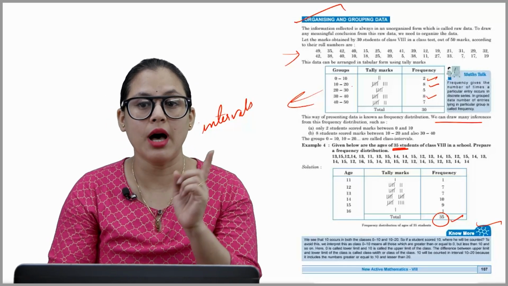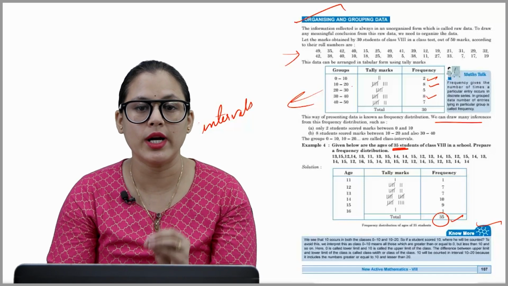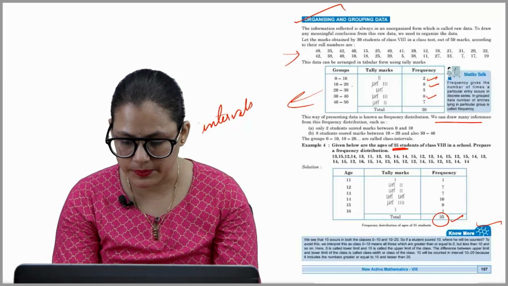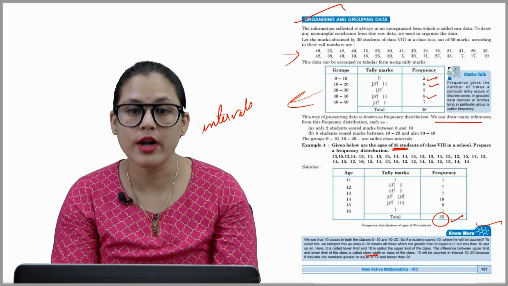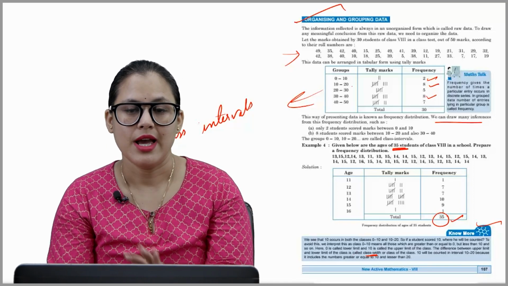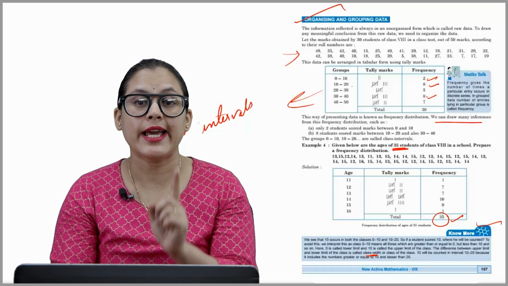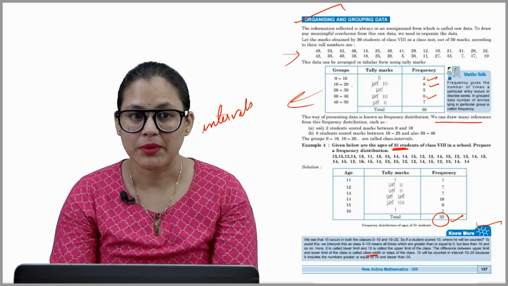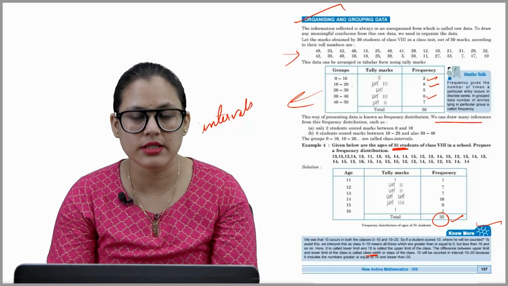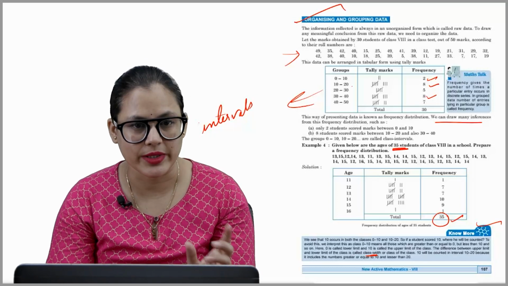The difference between the upper limit and the lower limit of the class is called the class width. 10 will be counted in the interval 10 to 20, as I told you earlier, because it includes the numbers greater than or equal to 10 and less than 20.